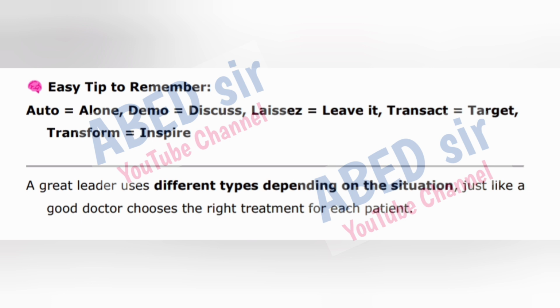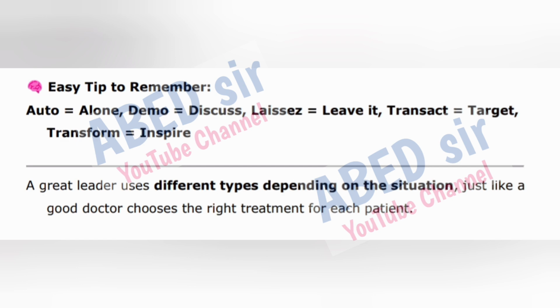Easy tip to remember. Auto equals alone, demo equals discuss, laissez equals leave it, transact equals target, transform equals inspire. A great leader uses different types depending on the situation, just like a good doctor chooses the right treatment for each patient.